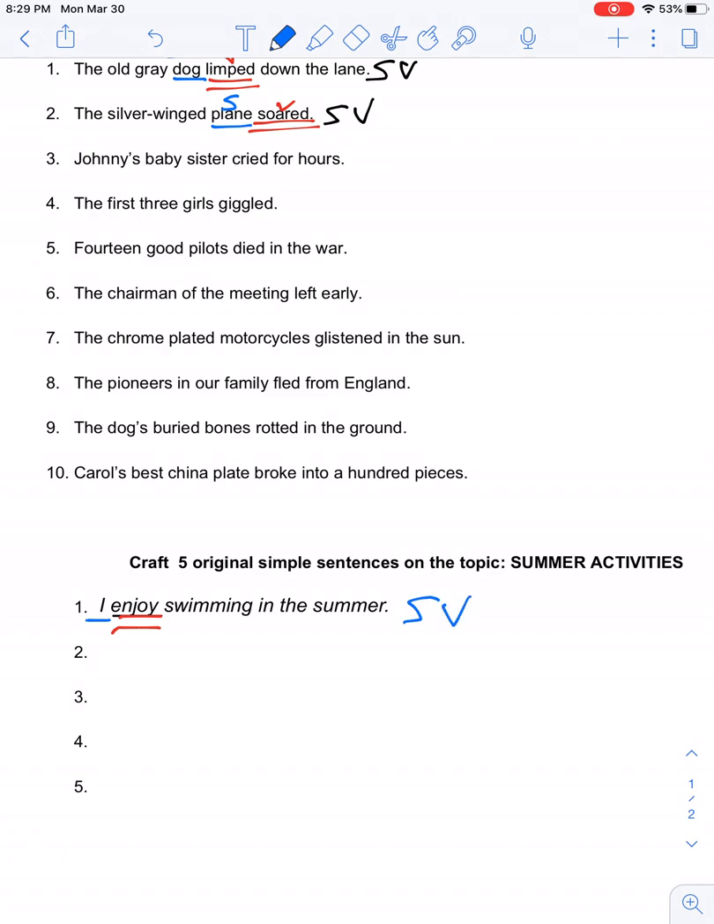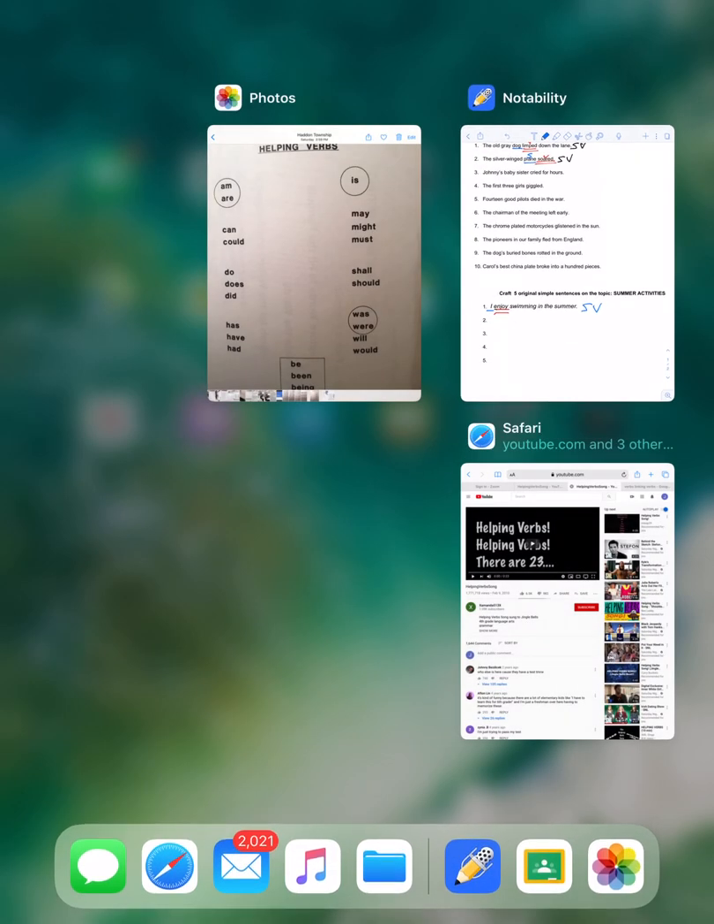Excellent. And now that we're done with that, if you finish all 5 of those and the 10 at the top, you would submit that, and that is your one and only assignment for today.